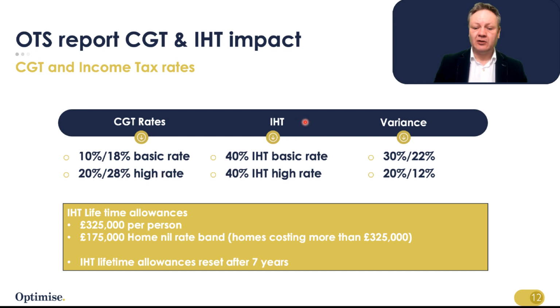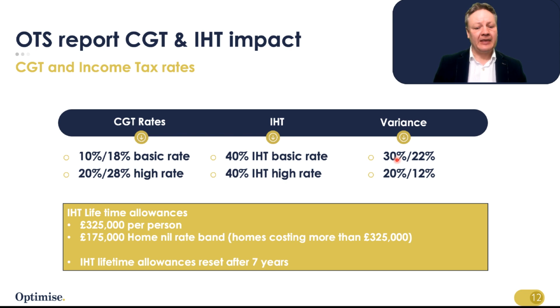But the IHT, what you need to think about is that there's a 40% tax band, irrespective of whether you're a basic rate taxpayer or a high rate taxpayer. So there's a huge variance if you're a basic rate taxpayer. So basic rate taxpayers, if you're gifting assets, you might pay less tax than if you die and you still have those assets in your estate. So is it time for you to give those assets over now to save the tax liability?